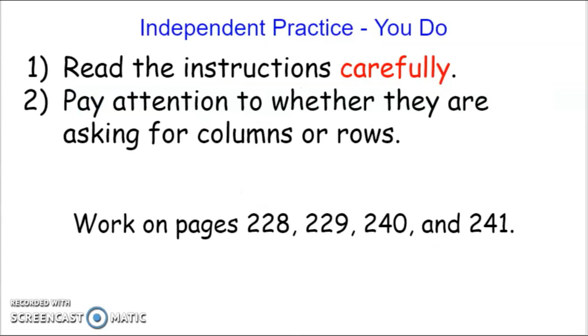As you get ready to move into your independent practice, please keep these 2 things in mind. Number 1, read the instructions carefully. Number 2, pay attention to whether they are asking for columns or rows. And if you're wondering which pages you need to work on, please work on pages 228, 229, 240, and lastly 241.